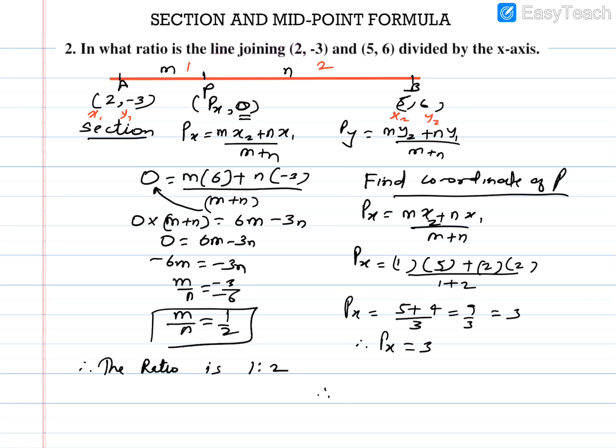Therefore, to write the answer, the coordinate of P will be (3, 0). So, this is the answer for sum number 2. Just go through the sum, pause the video, note it down in your notebook and solve it step by step.